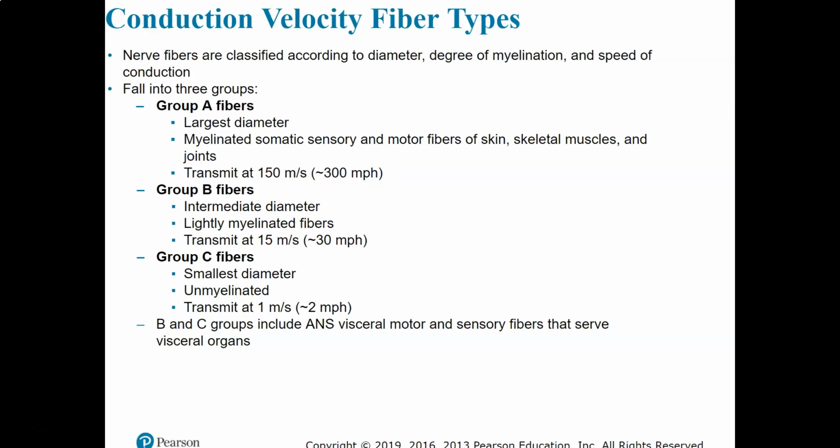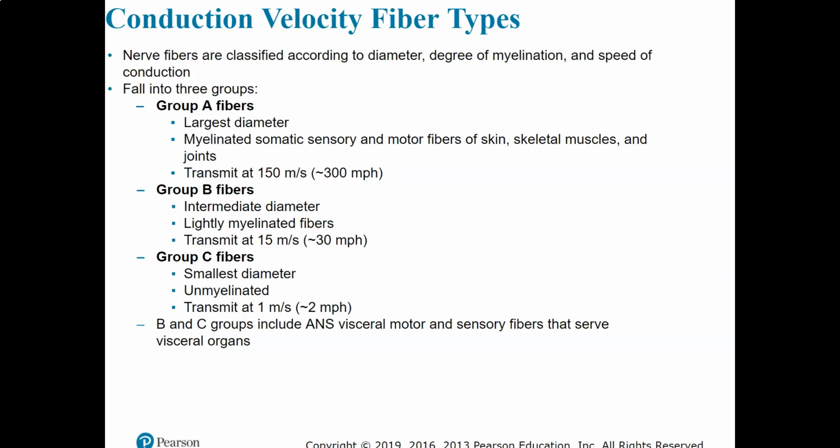So with our somatic sensory fibers, remember this is going to be voluntary actions. This is going to be responsible for things like evolutionarily noticing prey, following the prey, attacking the prey, noticing that you are being preyed upon, running away from a predator, things that happen very quickly.